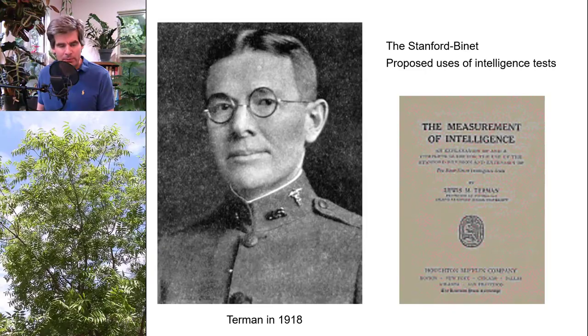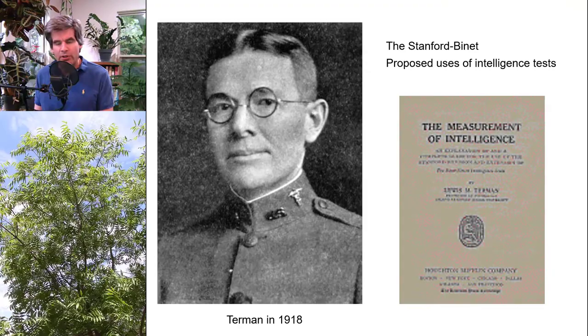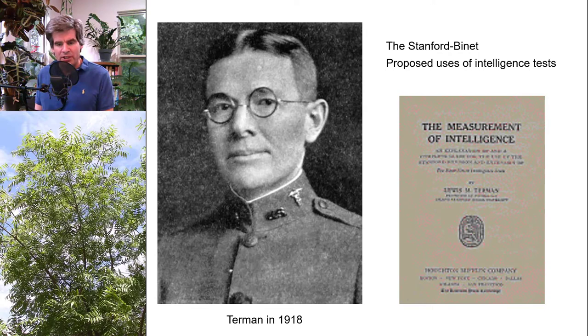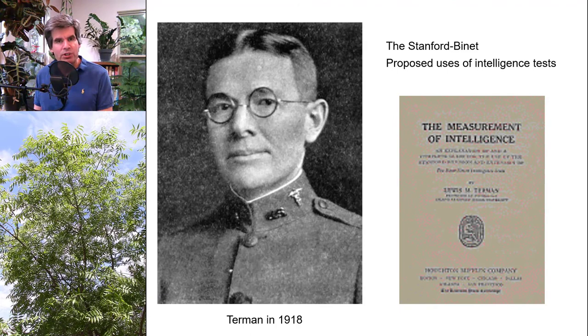And like Goddard, Terman presumed that intelligence is associated with morality, crime, and delinquency. For example, here's a few other quotes from Terman. At one point he writes, "There is no investigator who denies the fearful role played by mental deficiency in the production of vice, crime, and delinquency."